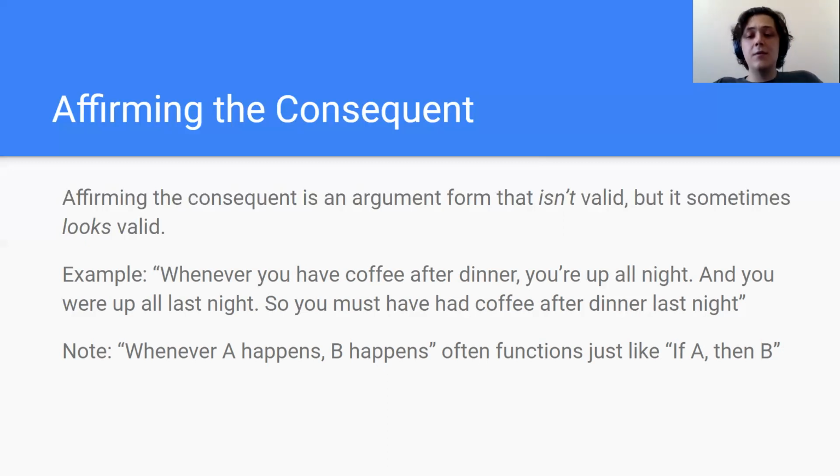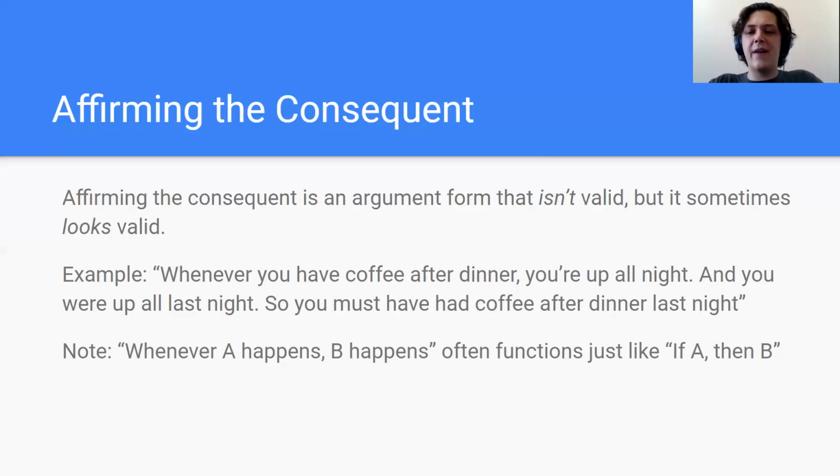But that's not true. You may have been up all night last night because you were worrying, or because you had slept in really late that day, or you took a nap late in the afternoon, or you had a lot of work to do and you had to pull an all-nighter to get the work done. There are lots of possible explanations for why you were up all night. Maybe it was for fun. You were hanging out with people. There are lots of reasons to be up all night besides having had coffee after dinner and the caffeine keeping you awake.